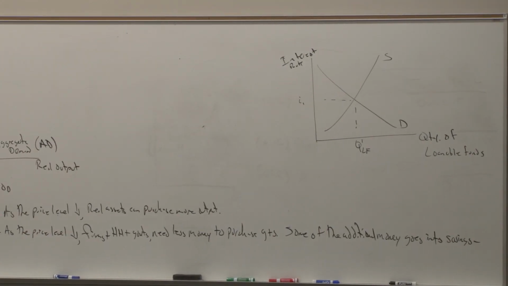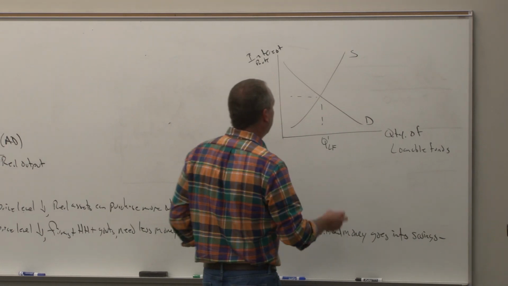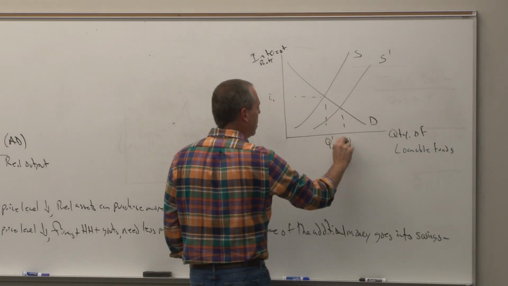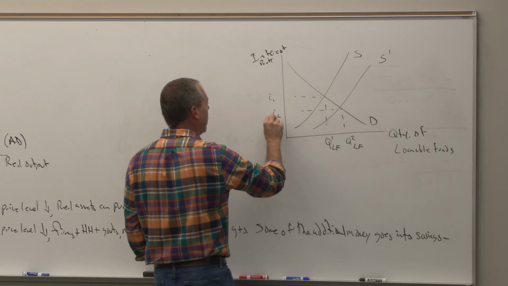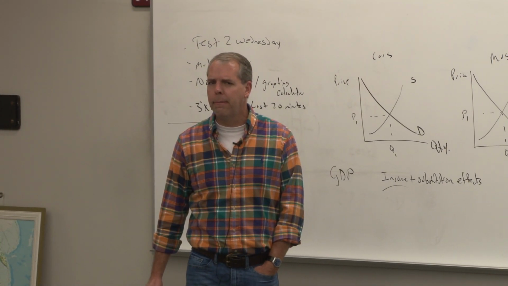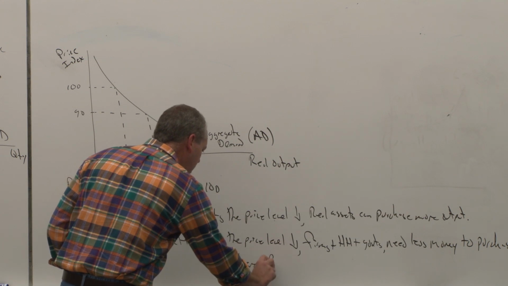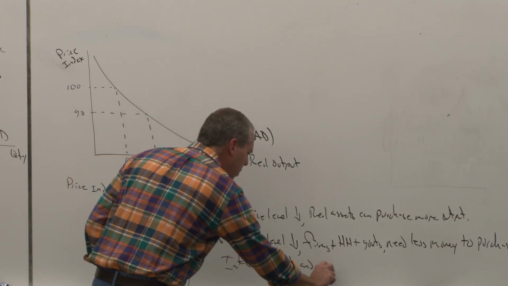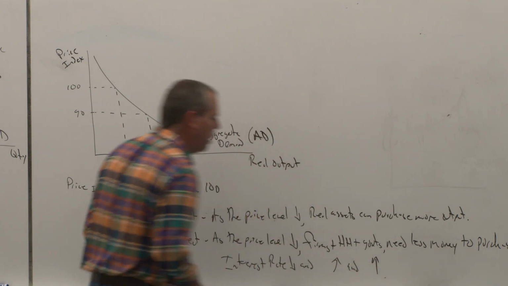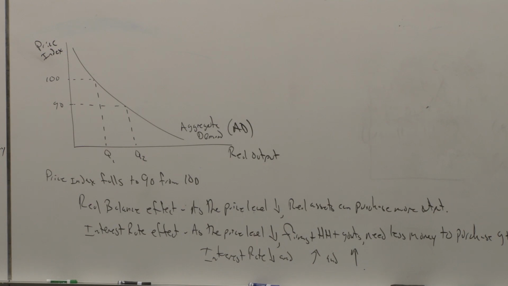Price index falls, people need less money to do the exact same things that they did before. You have this additional money that goes into savings, the supply of loanable funds increases. This guy falls to I2, and we can see increases once again in real output. Why would we see increases in real output if the interest rate's falling? What do you think would be changing if interest rates are falling?